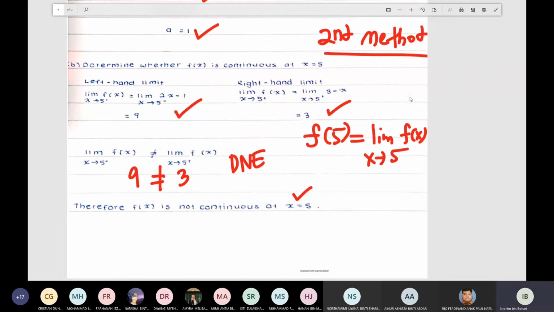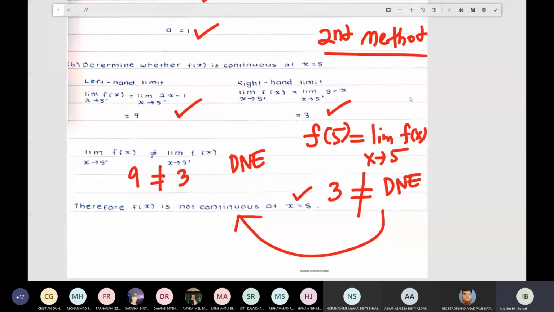Okay, so you find the f(5), substitute into the function. f(5) here equals 3. And the limit of f(x) here, from the left is 9, from the right here is 3. The limit of the function does not exist. And here not equal. And then conclusion: f(x) is not continuous at x equals 5.